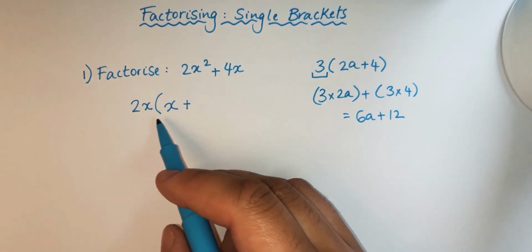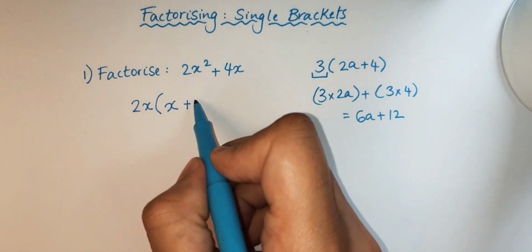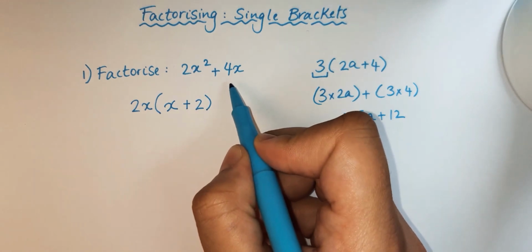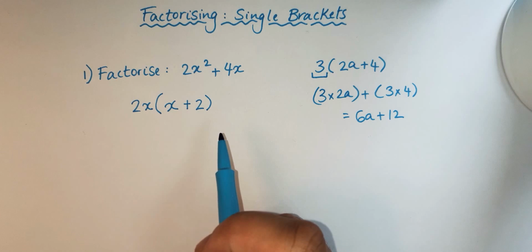So 2x multiplied by what gives us 4x? 2x multiplied by 2 gives us 4x. So that is a factorization of 2x squared plus 4x.